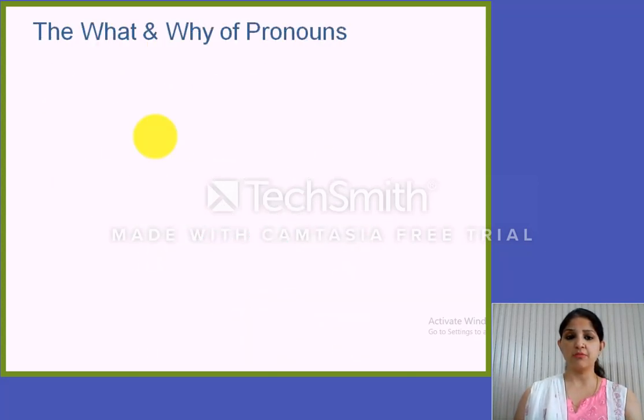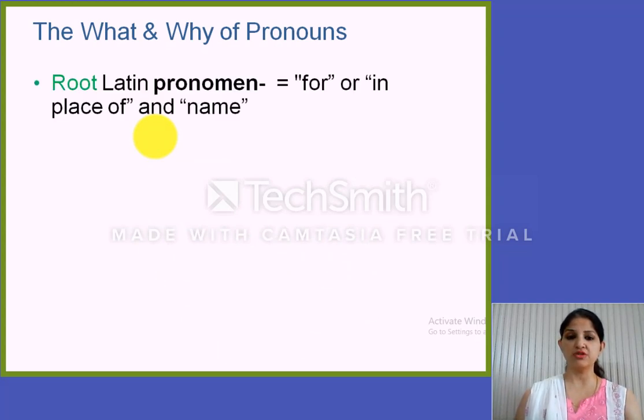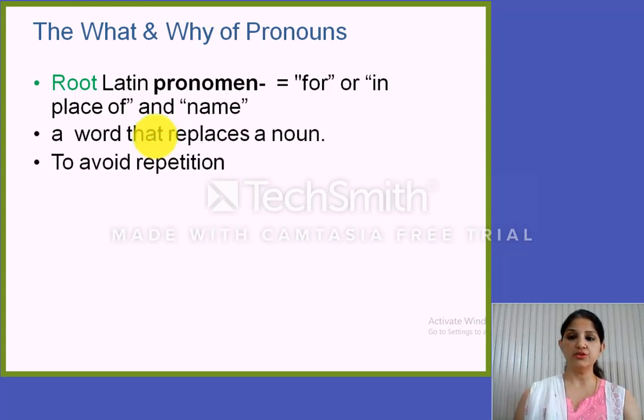Let us now know about the what and why of pronouns. The root word pronoun has been taken from the Latin pronomen, which means for or in place of, and name, which means a word that replaces a noun. It is used to avoid repetition.